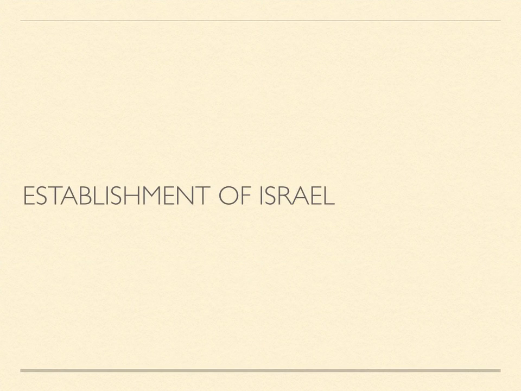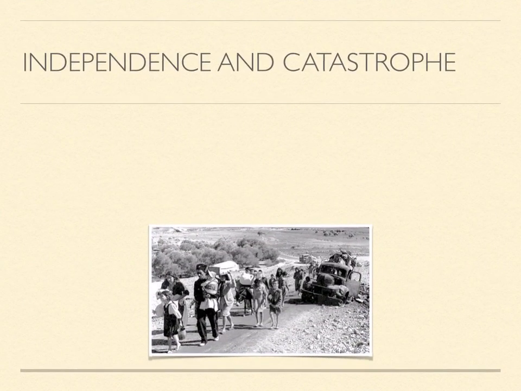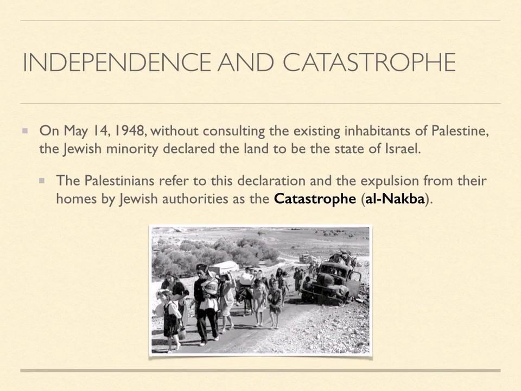Establishment of Israel. Independence and catastrophe. On May 14, 1948, with no consultation with the existing inhabitants of Palestine, the Jewish minority declared the land to be the State of Israel. The Palestinians, of course, referred to this declaration and the expulsion from their homes by the Jews. They call this the catastrophe, or al-Nakba.